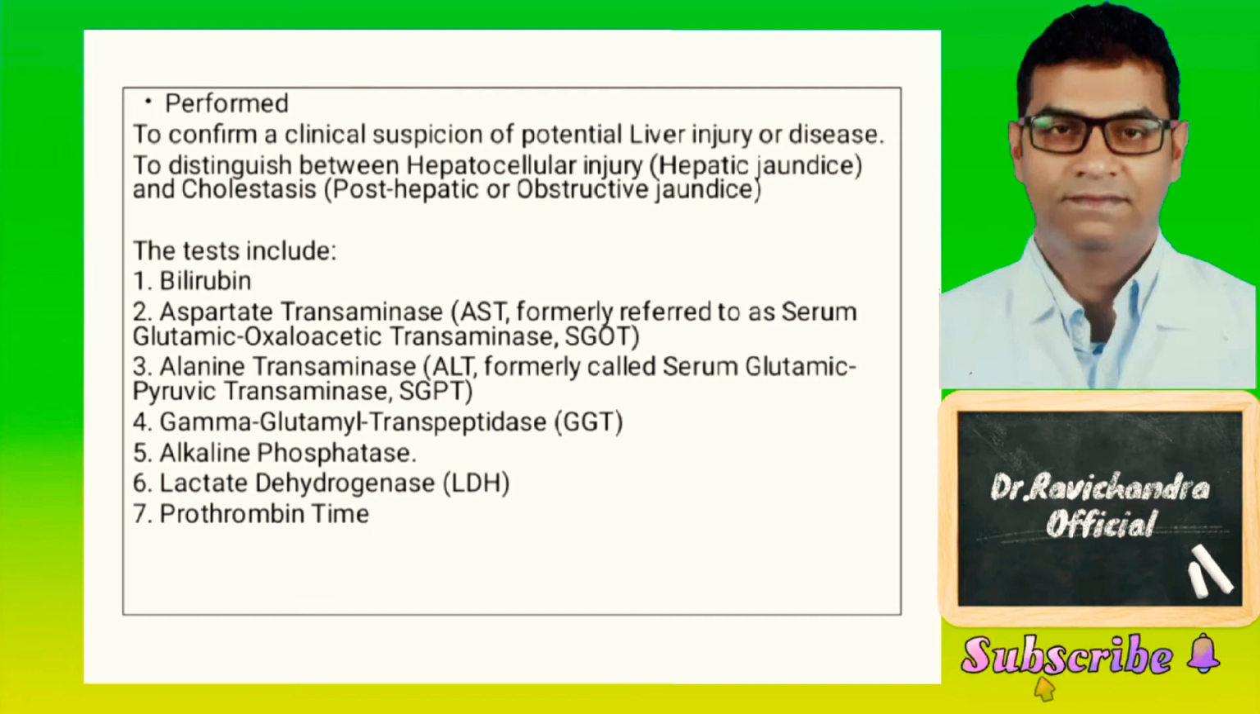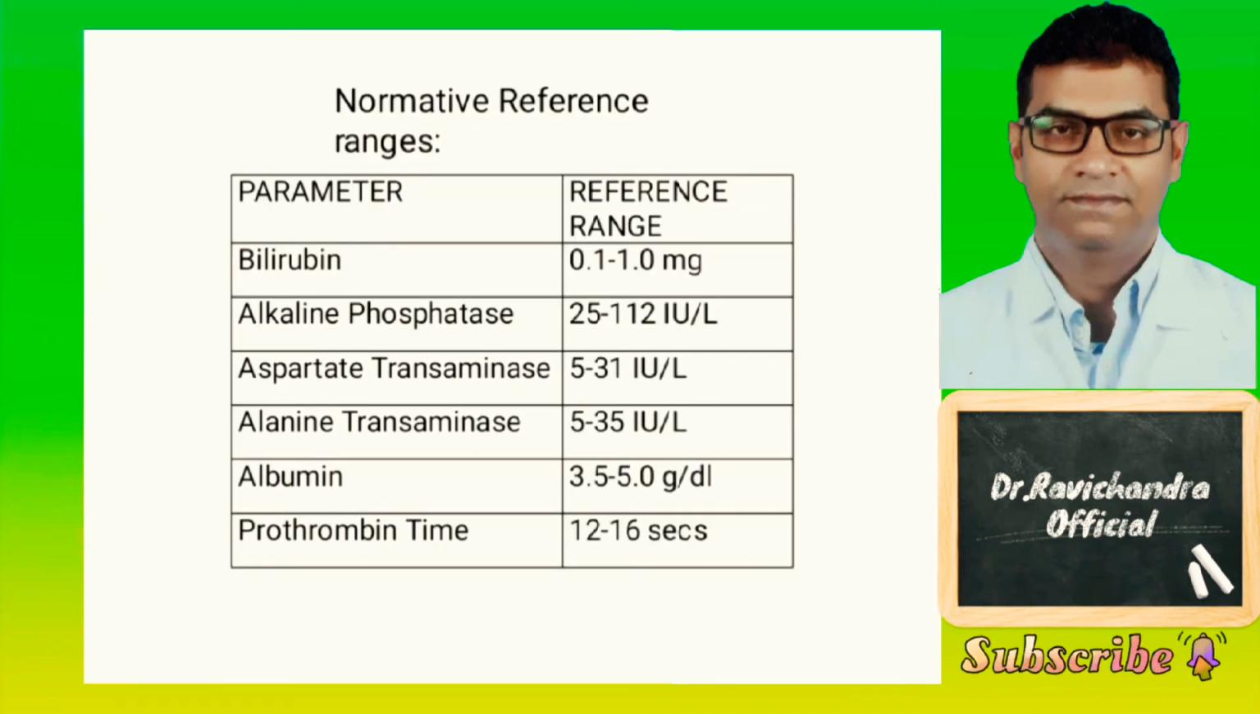The tests included under the liver function tests are bilirubin, aspartate transaminase, alanine transaminase, gamma glutamyl transpeptidase, alkaline phosphatase, lactate dehydrogenase, and prothrombin time. Normal reference ranges of these parameters are: bilirubin up to 1 milligram, alkaline phosphatase 25 to 112 international units per liter, aspartate transaminase 5 to 31 international units per liter, alanine transaminase 5 to 35 international units per liter, albumin 3.5 to 5 grams per deciliter, prothrombin time 12 to 16 seconds.